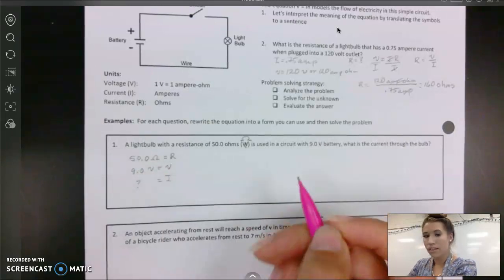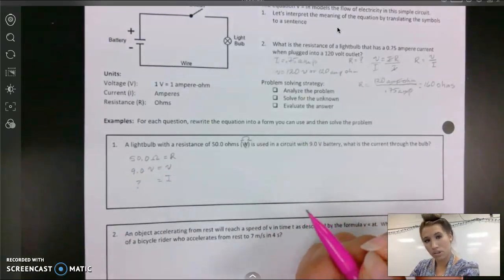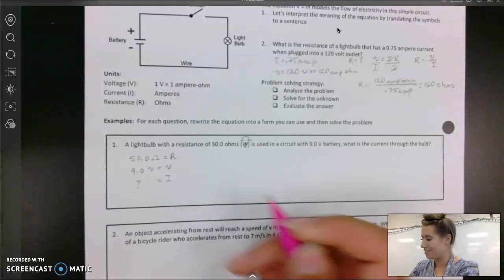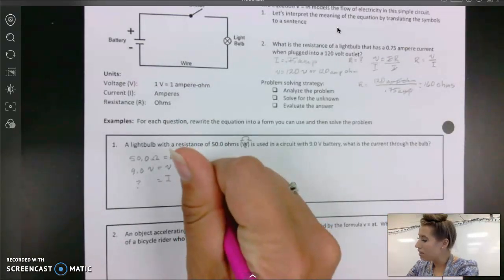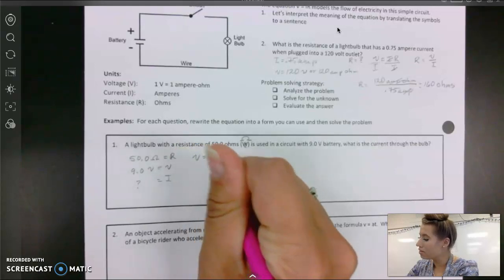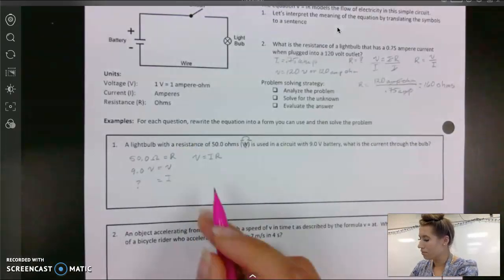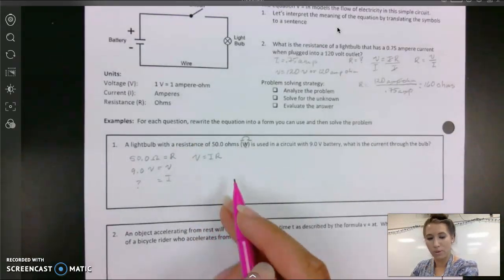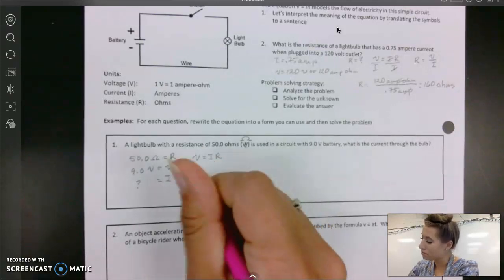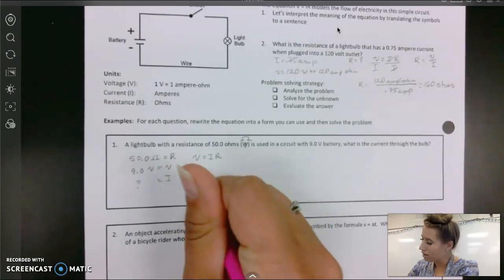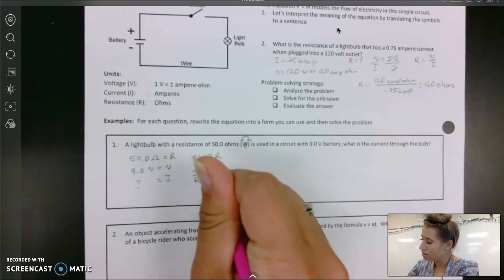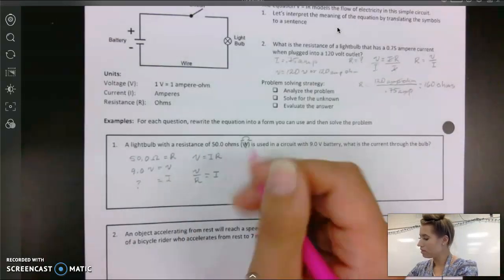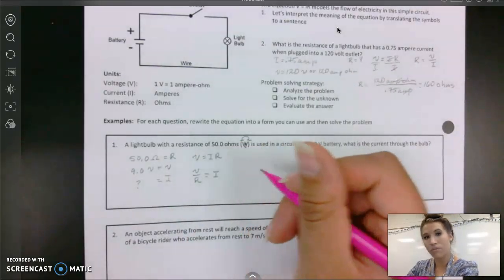Okay. The last part of analyzing is choosing which equation we're going to use. So V equals IR. We're solving for I, so we'll rearrange that equation to get I by itself. So V divided by R is equal to I. And now we'll plug in our values. We'll solve for the unknown.